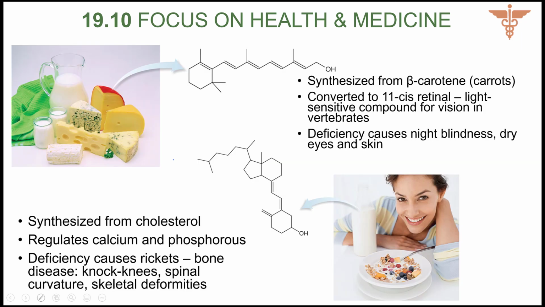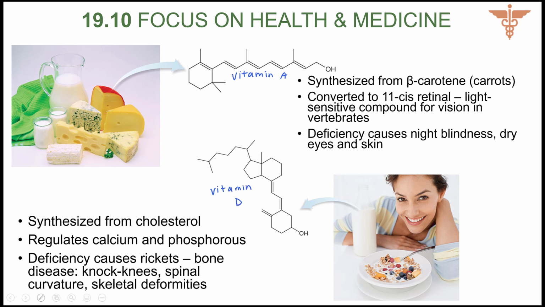Our source for vitamin A, which is shown here, is cheese and dairy. This can also be synthesized from beta carotene, so if you eat enough carrots, your body can convert the beta carotene into vitamin A, and that's also converted to 11-cis-retinal, which is a light-sensitive compound for vision in vertebrates. The deficiency in vitamin A can cause night blindness, dry eyes, and also skin problems. All right, this structure here is vitamin D, and these are synthesized from cholesterol.